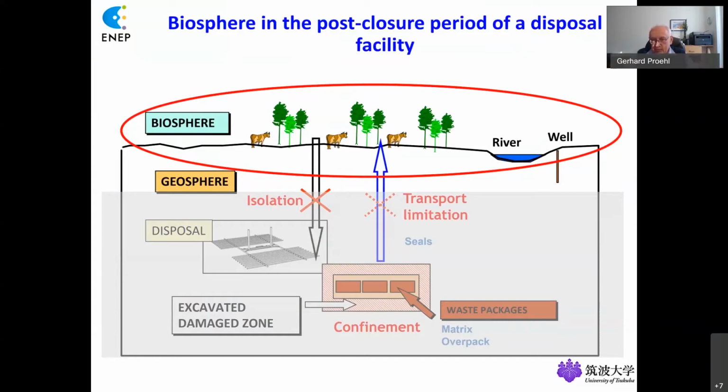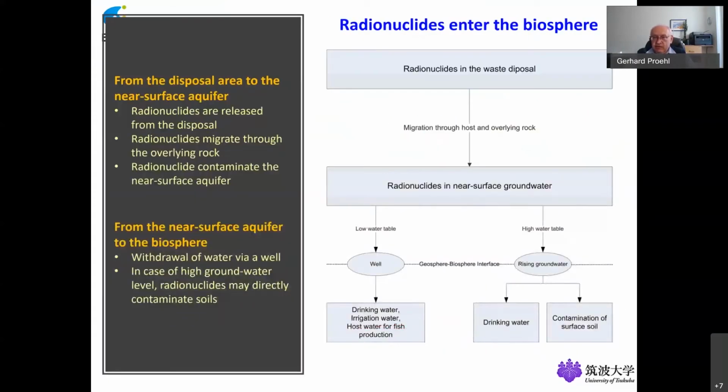And this is a problem we have to look at in this presentation. And here you see a graph, an image, how radionuclides enter the biosphere. We have the radionuclides in the disposal, migration to the host rock and the overlying rock, and in the far future, radionuclides may appear in the near surface groundwater.